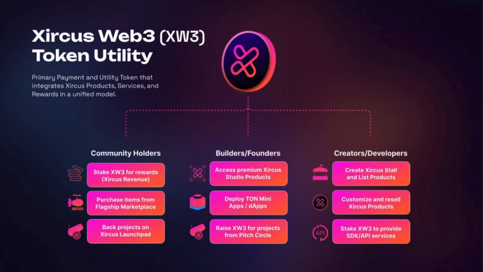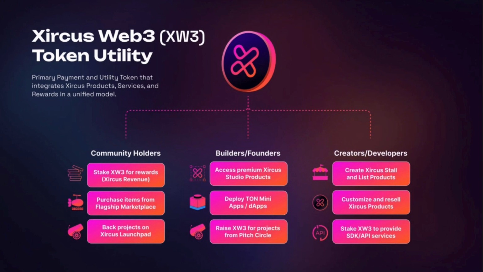At Circus, we've built an infrastructure that empowers communities, builders, and creators. And the XW3 token plays a pivotal role in making everything work. It's not just a token, it's the utility token that connects every part of our ecosystem, from marketplaces to launchpads to developers' tools. We have designed the XW3 to be the glue that holds our infrastructure together, ensuring seamless interactions and value creation for everybody involved.